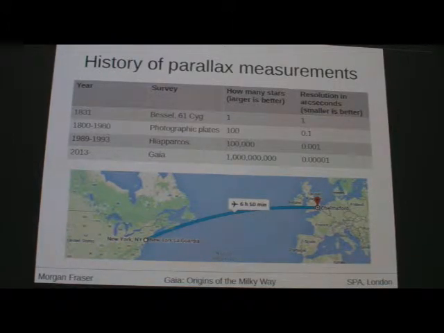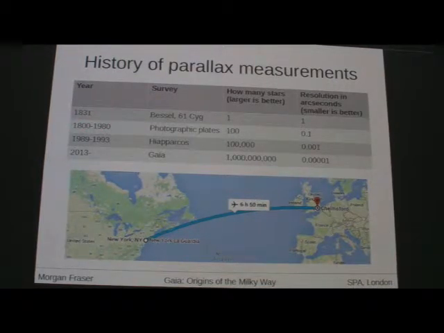So let's put that in context. We've been able to measure parallaxes for actually coming up on 200 years. So the first measurement was by Bessel in 1831, who measured the parallax of 61 Cygni to about an arc second. So this is really the only star you can do this for from the ground with a photographic plate, or easily with a photographic plate. Before Hipparcos, which was a predecessor satellite to Gaia, you had maybe 100 stars with parallaxes measured, distances through parallax. And the typical resolution here was about 0.1 arc seconds.